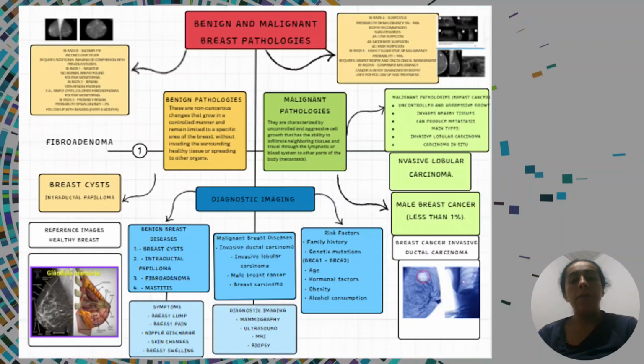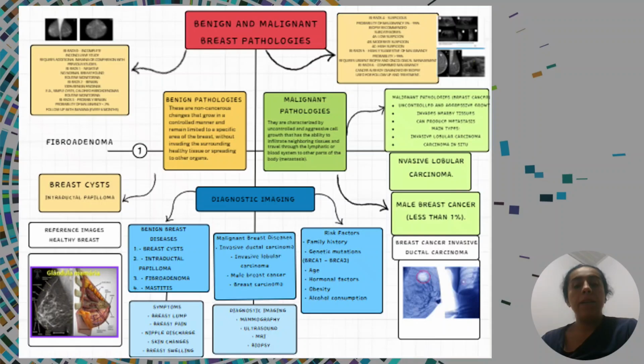Another important component is fatty tissue. Fatty tissue surrounds the breast, giving its size and shape. The amount of fatty tissue can vary between individuals. The breast also contains connective tissue, which supports the structure of the breast and helps maintain its shape.